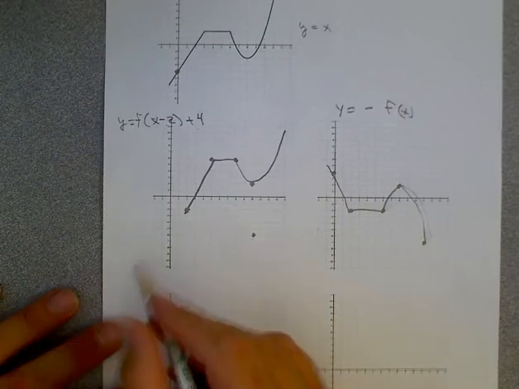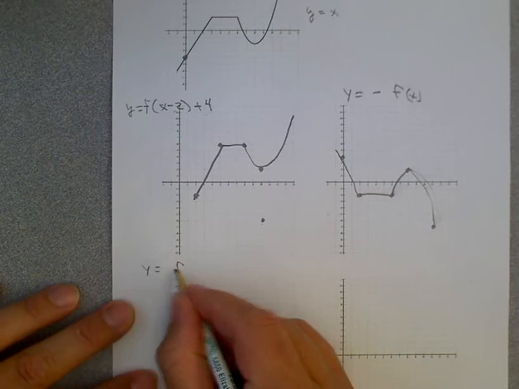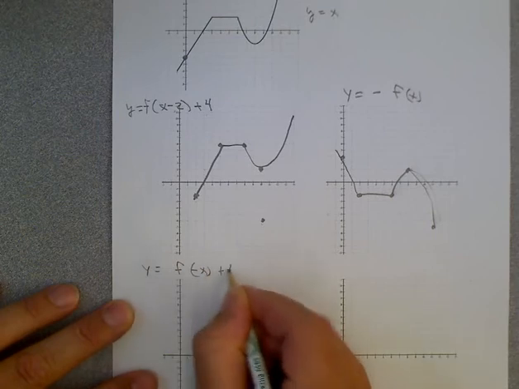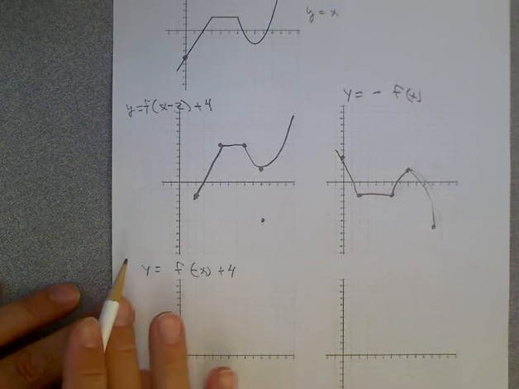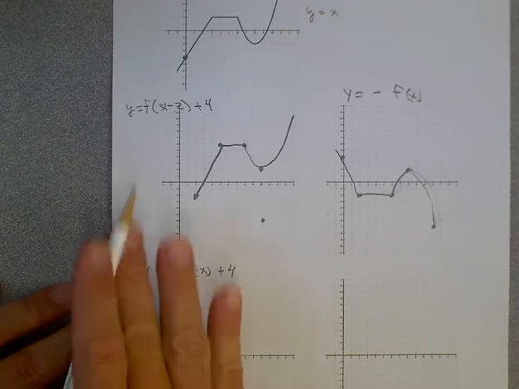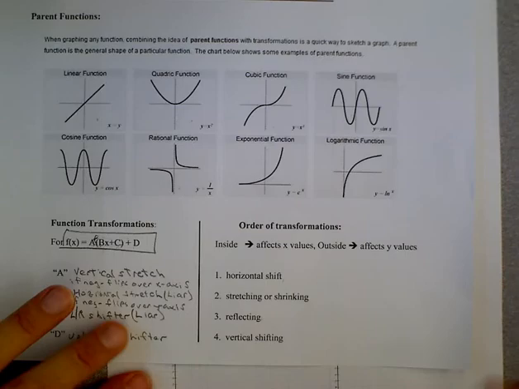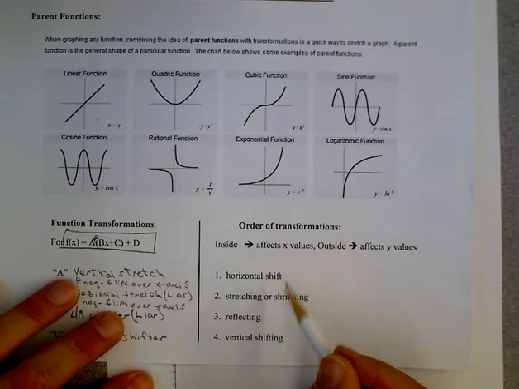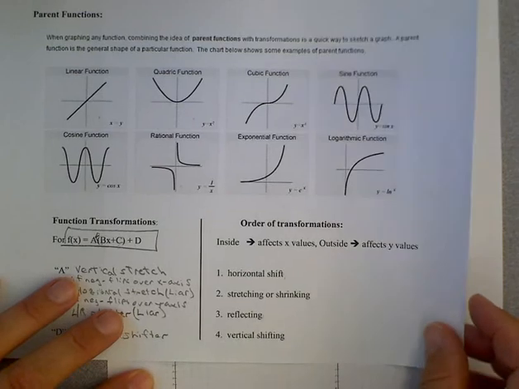If I had y equals f of negative x plus 4, then this is going to reflect it over the y-axis and up 4. Now let's see, I would want to make sure I did it in the right order. So horizontal shift, stretching or shrinking, reflecting, and then vertical shifting. So as you work these problems, make sure that you follow the order of transformations.